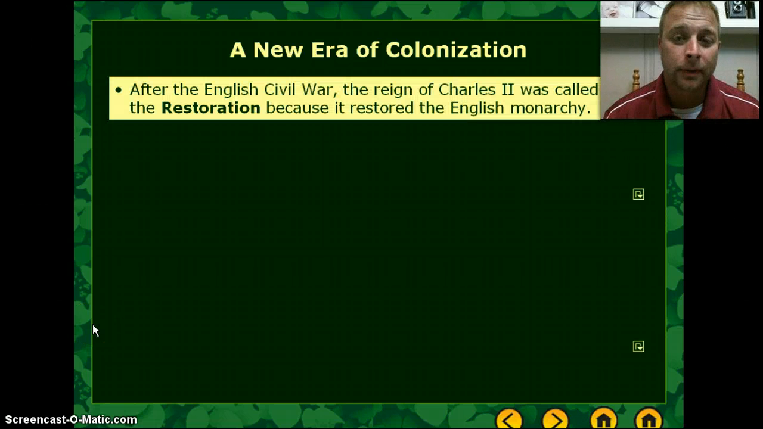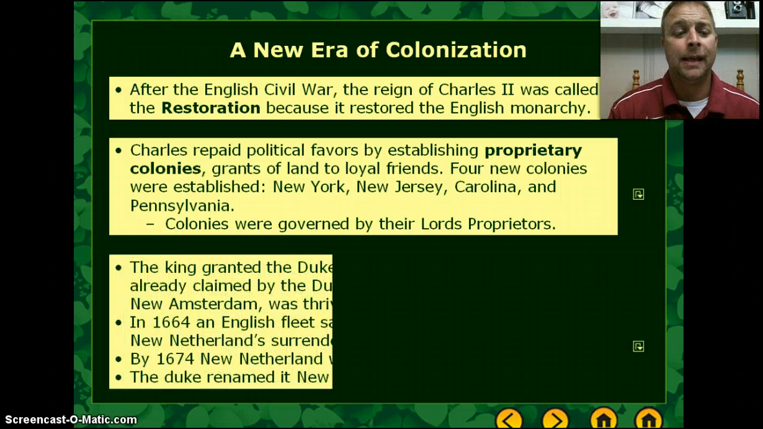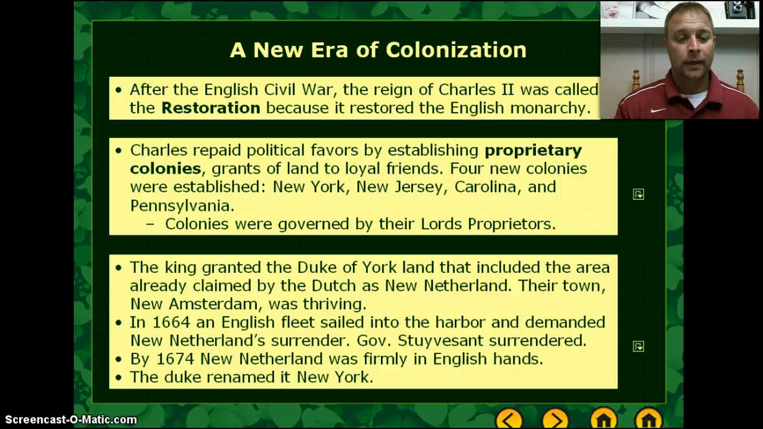Now, in World Civ, you probably learned about the English Civil War. But after the Civil War and the death of Oliver Cromwell, the Lord Protector, Charles II is restored to the crown. This is called the Restoration. And Charles is going to be important for the development of colonies because he establishes colonies to give land to his loyal friends. So you do have the establishment of 4 new colonies under Charles II: New York, New Jersey, Carolina, and Pennsylvania. And these colonies are governed by their lords proprietors, basically the people that Charles gave the land to.